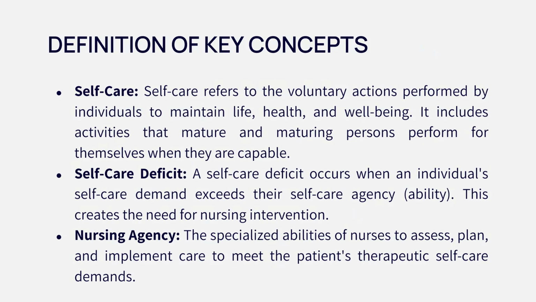Now, in Florence Nightingale's theory as well as the Roy adaptation model, we have seen the major key concepts. In Florence Nightingale's theory, there were three: individual, meaning people, environment, and the nurses. Here also we have three things: first self-care, second self-care deficit, and third nursing agency. These are the three parts of the theory. Okay, so let's see the first part, that is self-care.